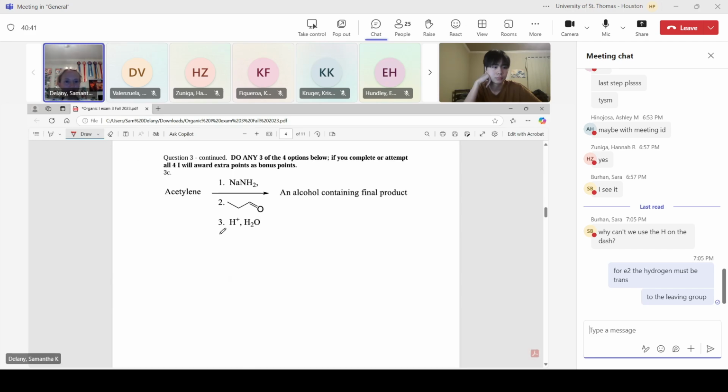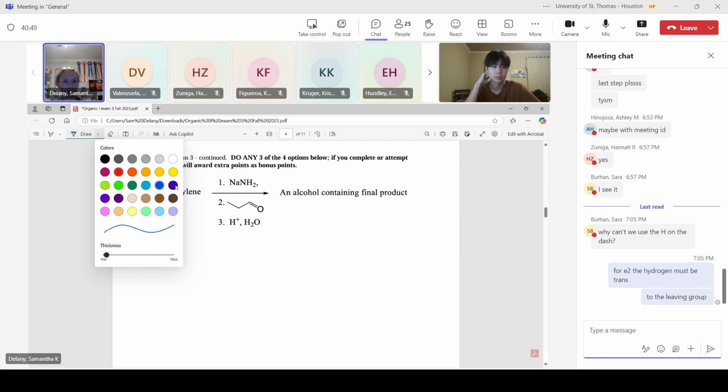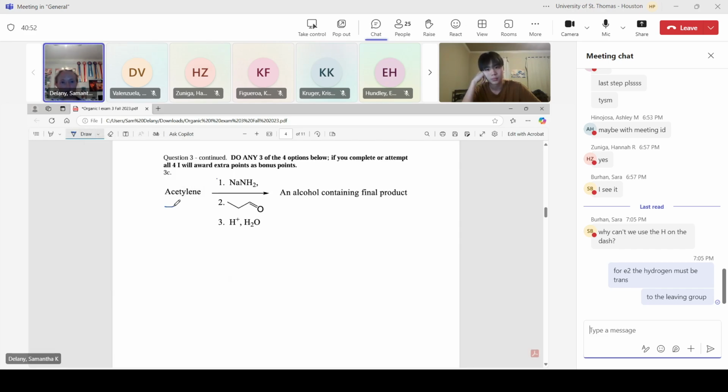All right, this is actually my favorite type of mechanism that you're going to see. Now, what acetylene is, if you remember, again, this is another terminology thing, is this sad child, one hydrogen on either end of it. Pretty much a 2-carbon terminal alkyne, not alkene. And so what we want is an alcohol containing final product. So let's look at the reactants we're given.